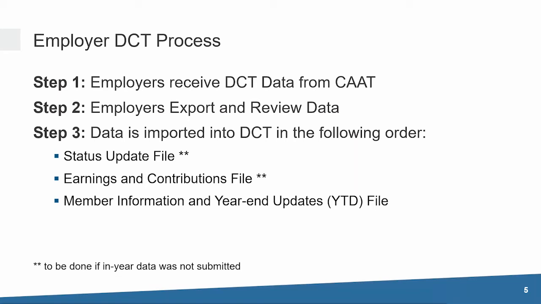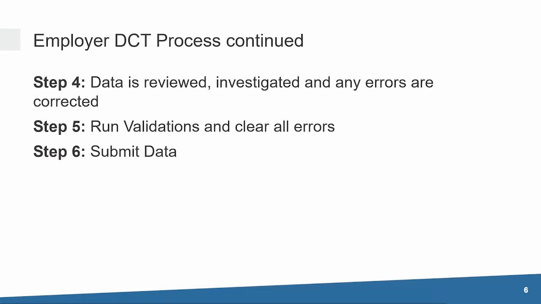Step 3. After the data has been reconciled, you must upload the following files as applicable in the order they appear: status update file, earnings and contributions file, and member information and year-end updates file. Step 4. After loading the files, you will review and correct any errors that appear after running your data validations. Step 5. Once your data has been cleaned up, run validations, and if no errors, you can then proceed with Step 6 and submit your data to CAT.